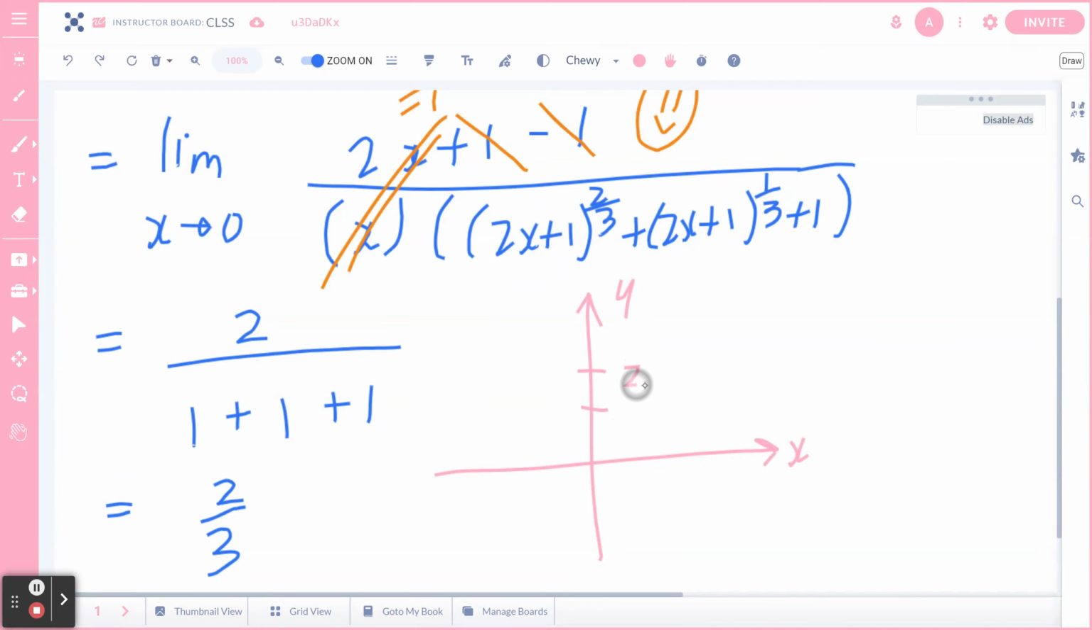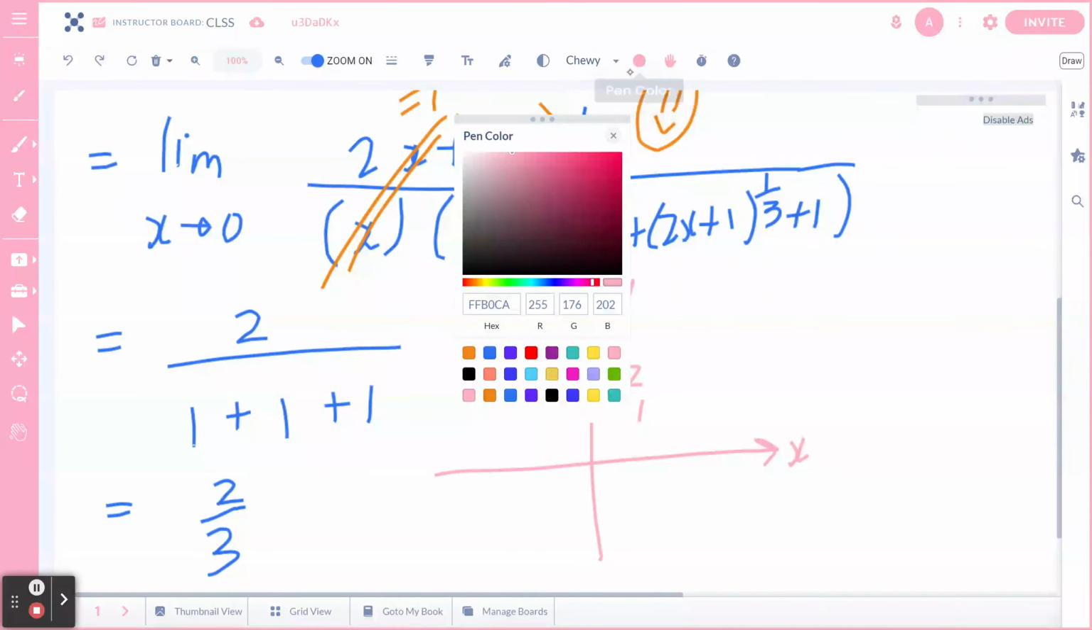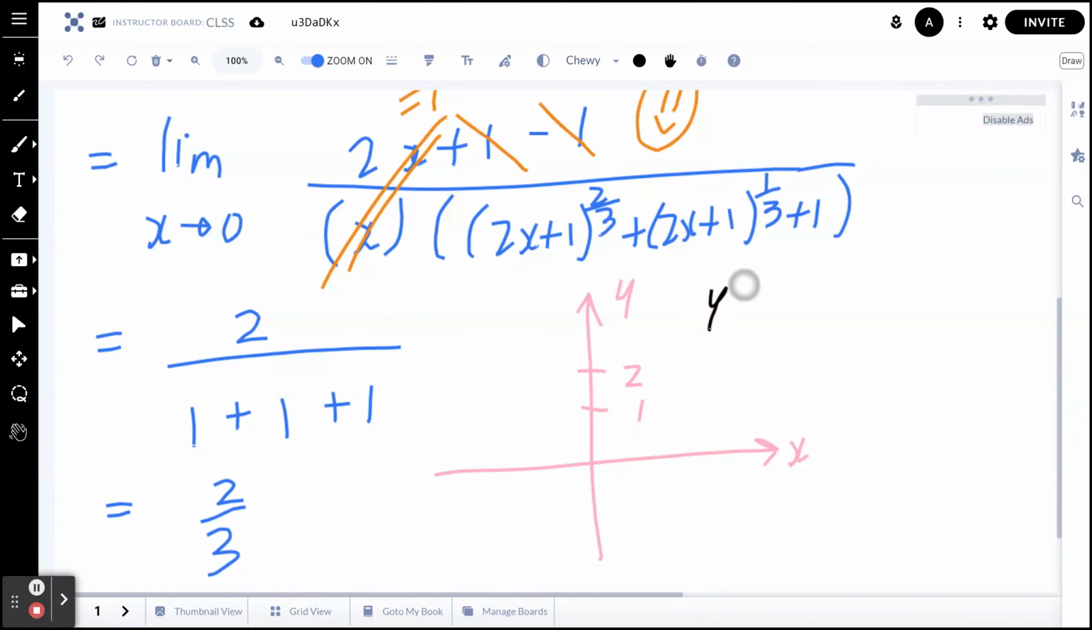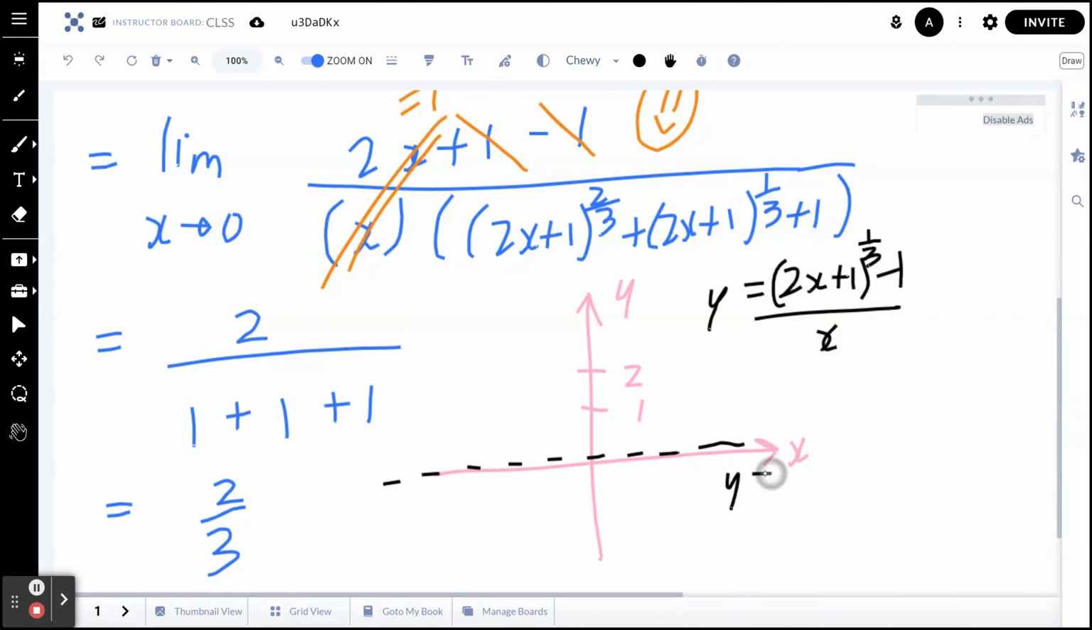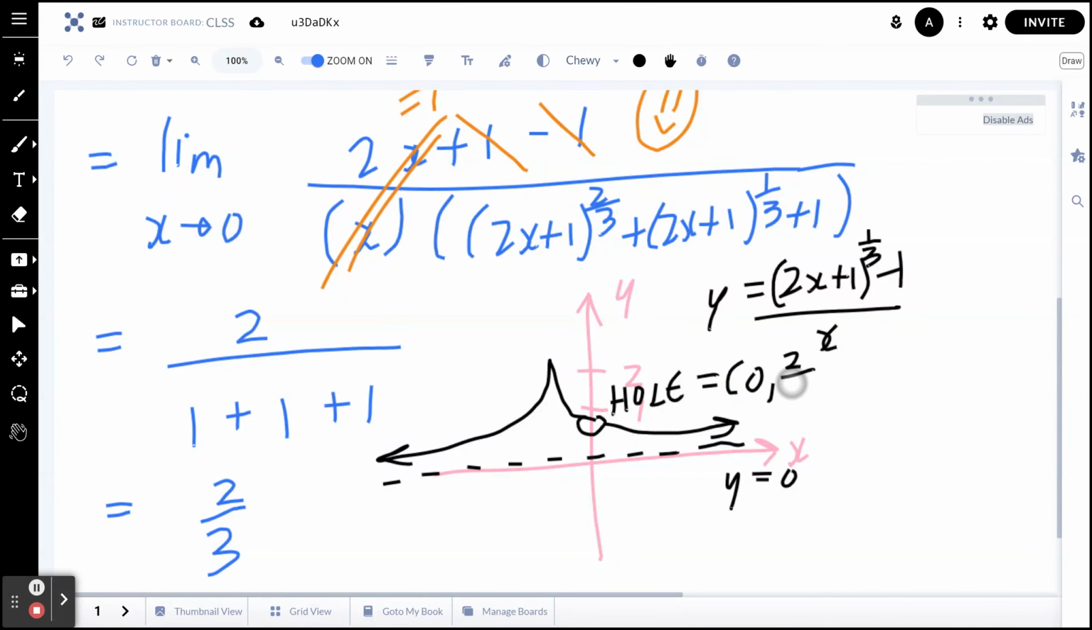So again, let me draw a little scale for you. Let me grab a different color. If you graph y equals (2x plus 1) to the power of 1 over 3 minus 1, divided by x, the graph, roughly speaking, looks something like this. There's going to be a horizontal asymptote. There's going to be a cavity right there. It's going to kind of go up and go down like that. And this hole that we're talking about is exactly at (0, 2/3). So by graphing this, by activating a dual mindset, you can confirm you're doing it right.